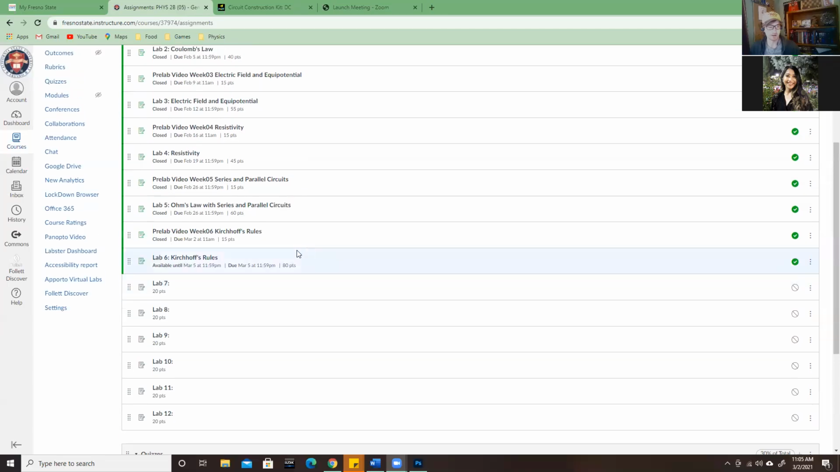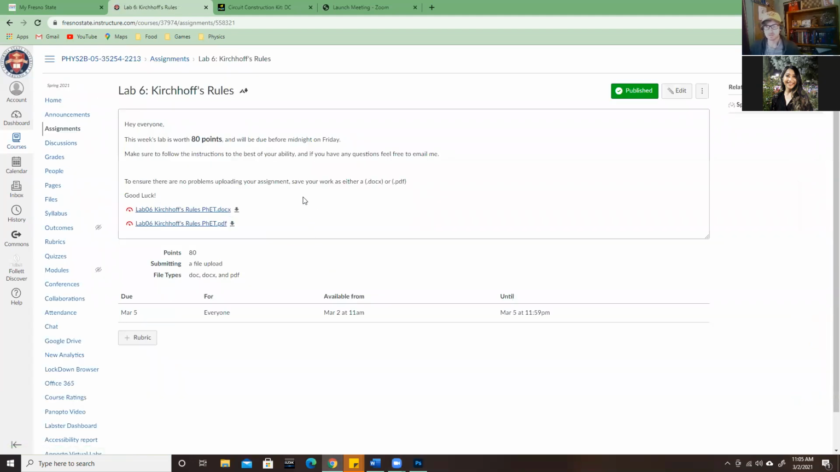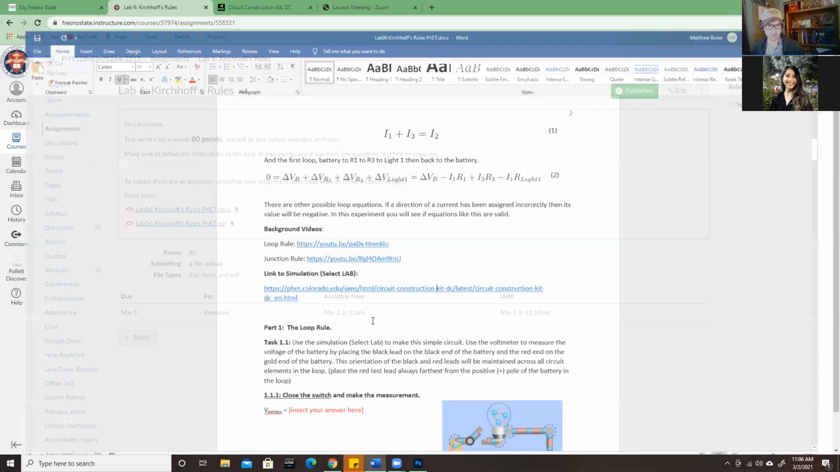Okay, let's go to the lab. Let me share my screen. So you see here Kirchhoff's rules. Going in, this lab is going to be a bit more difficult than the last. You can think of last week's lab as the warm up to this one. We go in here to the instructions.